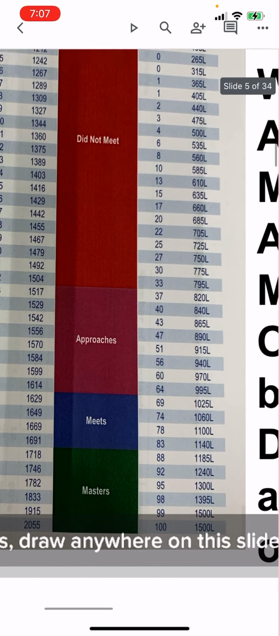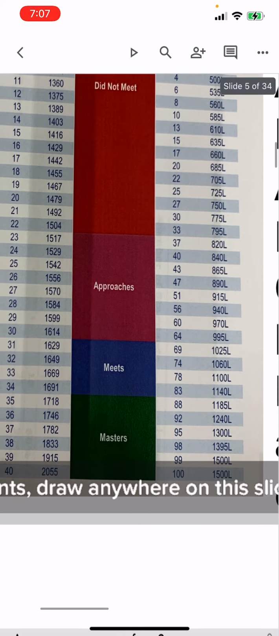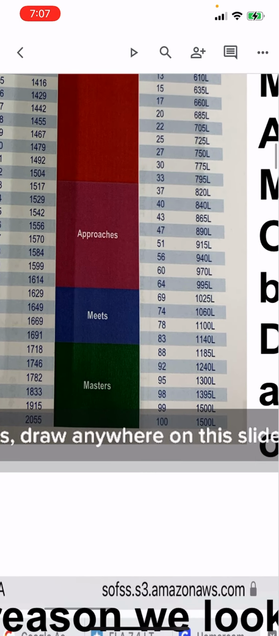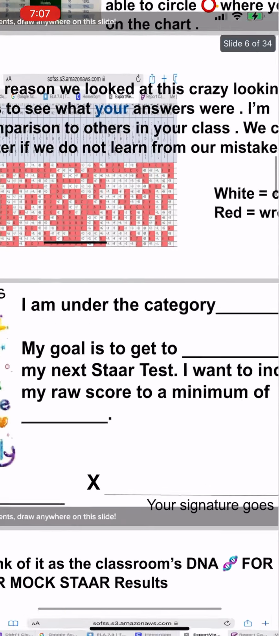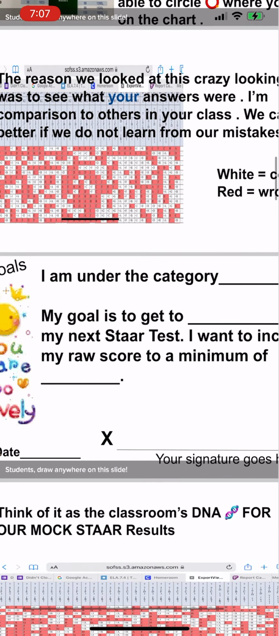So they would be closer to the approaches area, okay? Now, we want them to be at meets. If they're already at meets, we want them to be at masters. So what I have them do is say, today, I am under the category.